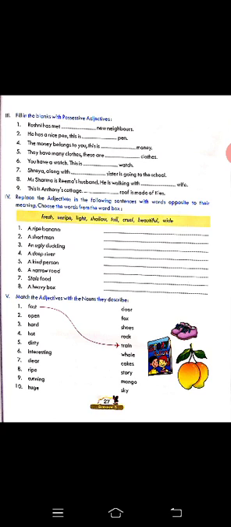Then the fourth one, some clues are there: fresh, unripe, light, shadow, tall, cruel, beautiful, bite. Some of these are given to you to complete on your own. Then the fifth one, find the adjective with nouns and describe. So this is very simple. Just try to complete this work as soon as possible. If you're facing any problem, you can call me.